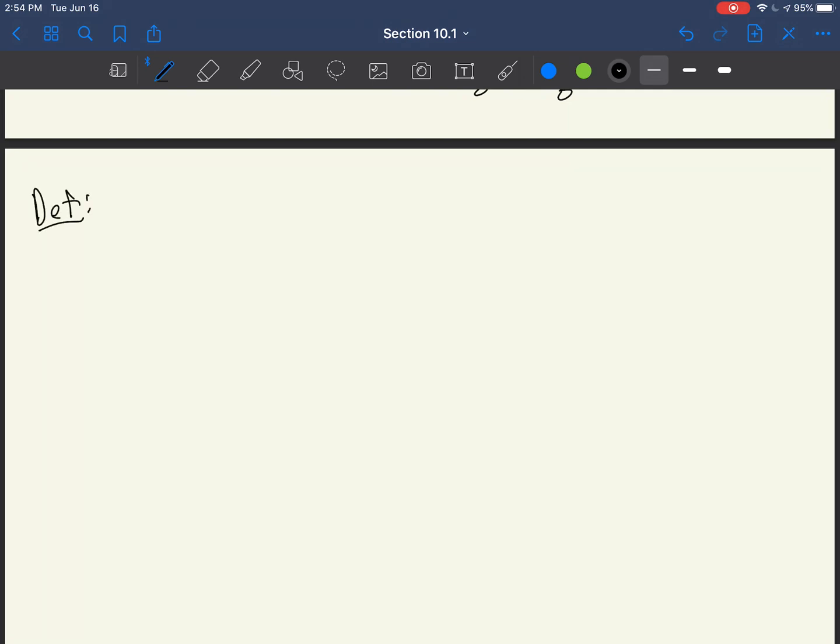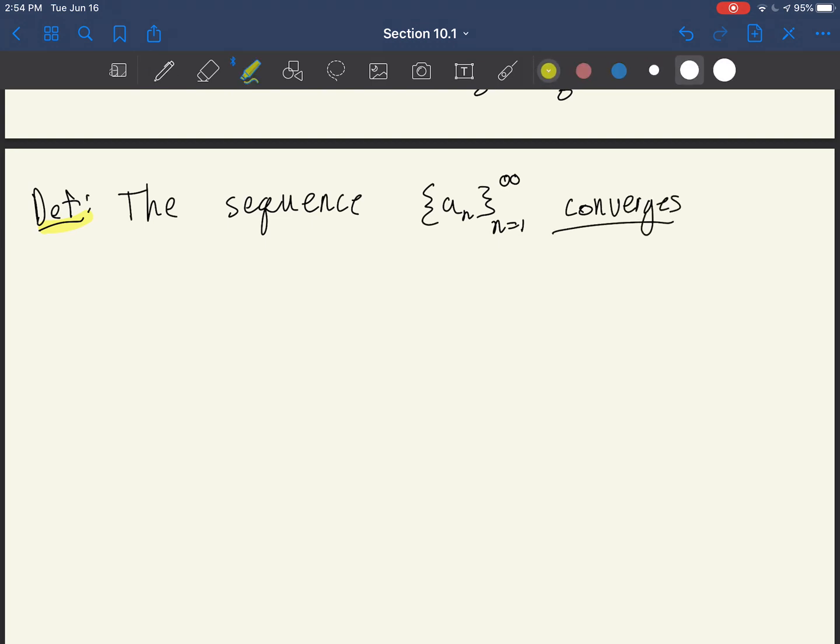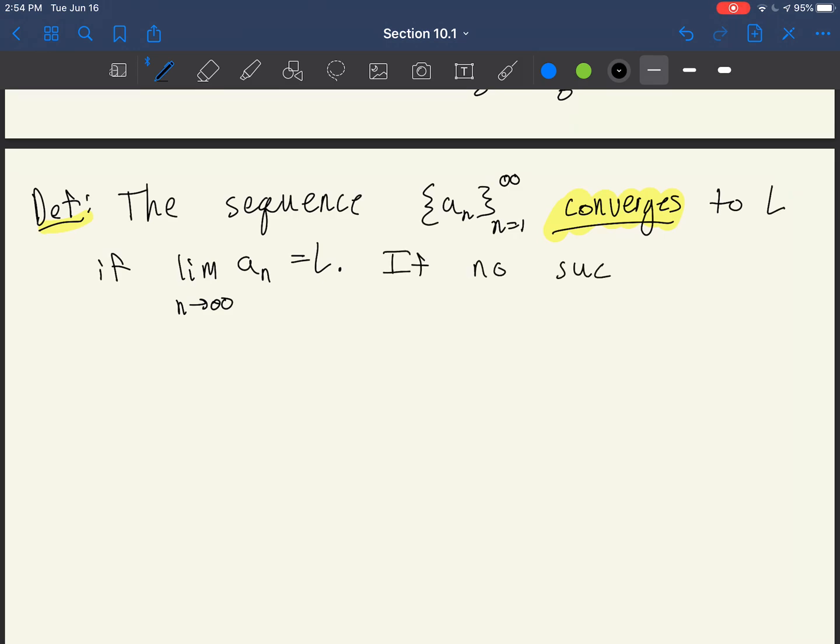So some definitions involving sequences. The infinite sequence, an, converges to the number L if the limit as n goes to infinity of an equals L. If no such limit exists, then we say that the sequence an diverges.